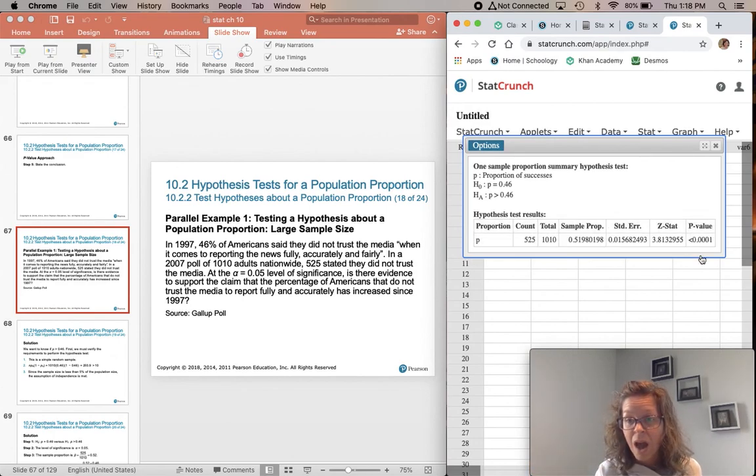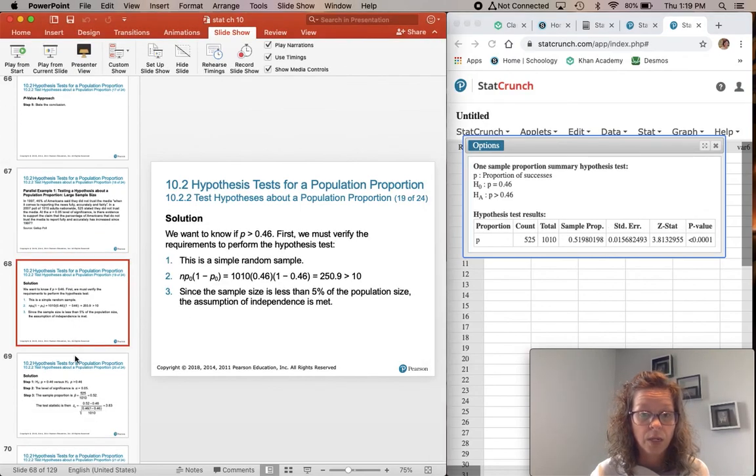How rare is it? Our p-value is smaller than 0.0001. Our p-value is pretty much 0. The p-value is like the probability that this sample could happen if the null hypothesis were true. This says it is pretty much impossible for this sample to happen if only 46% of Americans distrust the media. That's pretty strong evidence.